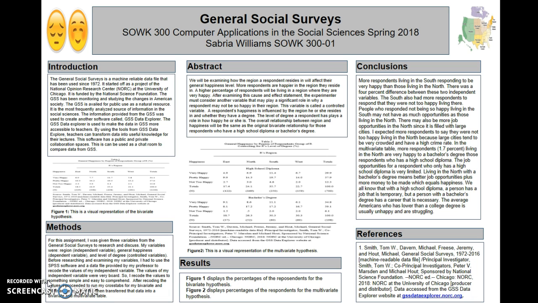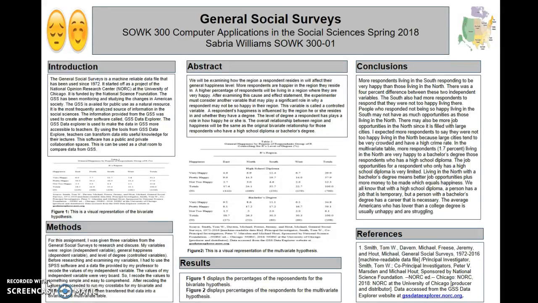Just a little brief information about GSS. It's been around since 1972. It started off as a project of the NRC at the University of Chicago. It was funded by the National Science Foundation, and basically the GSS monitors and studies the societal changes in America. Societal changes could be like income, poverty level, free lunch, whatever is considered a drastic societal change that can affect people in America. Teachers usually use the information from GSS to apply to their social sciences classes.